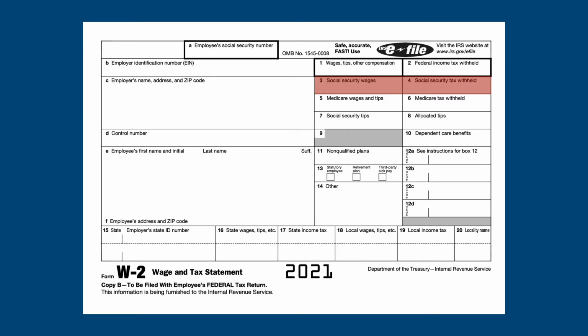The Social Security wages and the Medicare wages in box 5 are your gross year-to-date pay, less health and dental insurance premiums, but not retirement plan contributions.